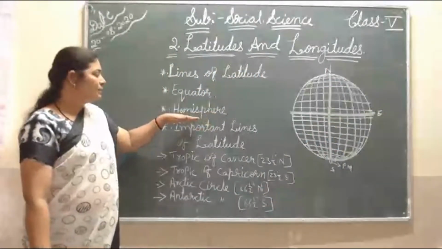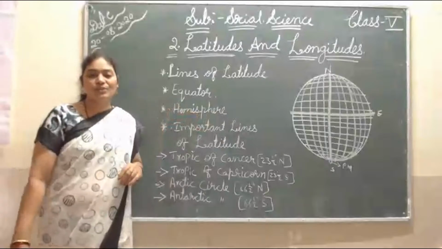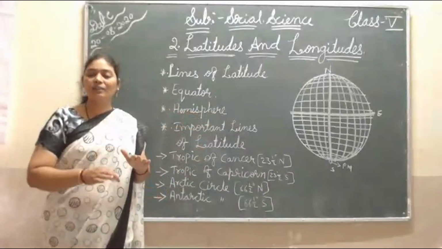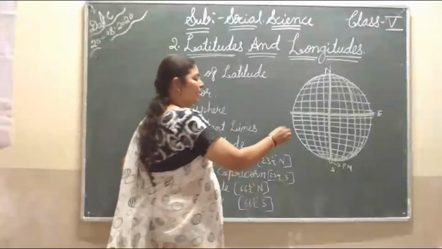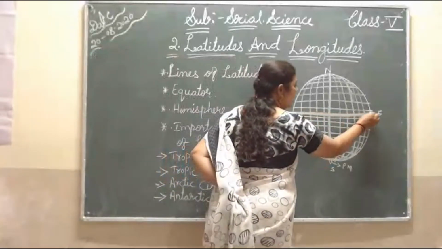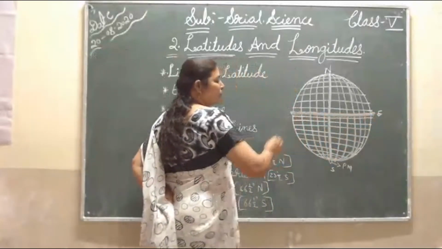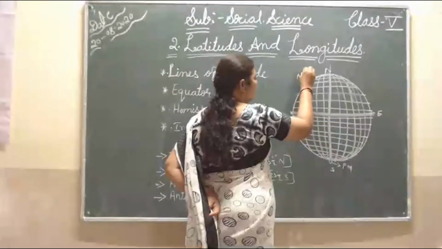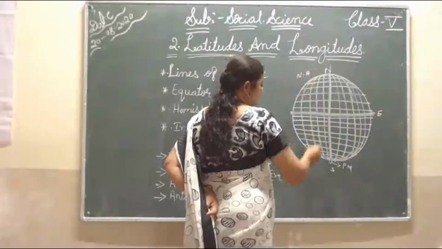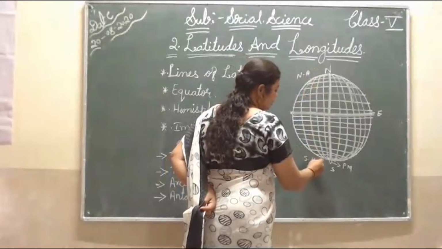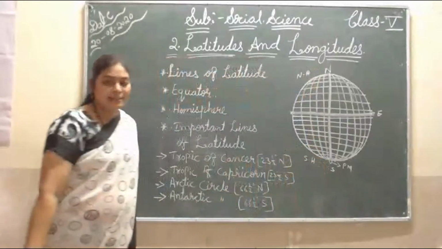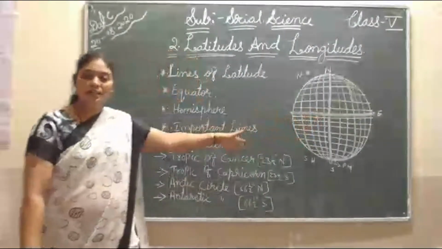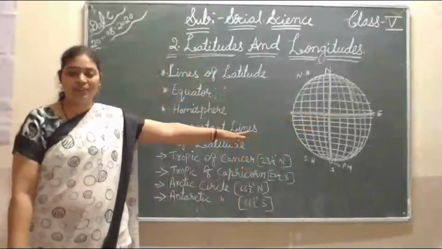Now the third point, that is the hemisphere. Hemisphere means half of the world. The equator line cuts the world map in half. Up north is called the northern hemisphere, and south is called the southern hemisphere. Similarly, from east to west, there is the eastern hemisphere and the western hemisphere.